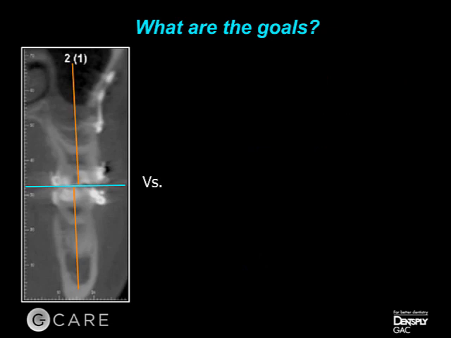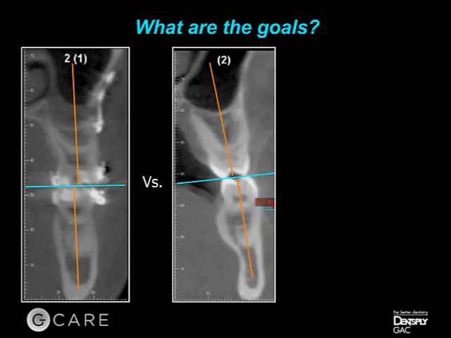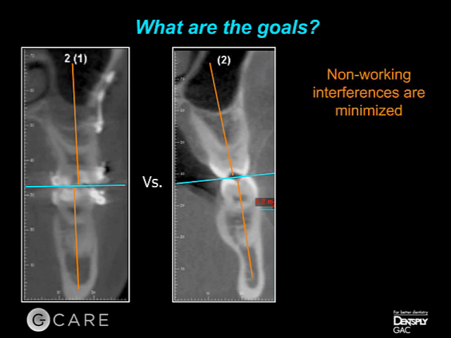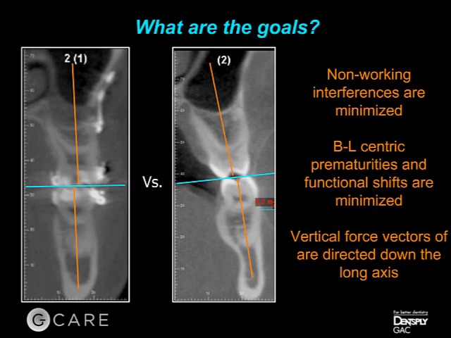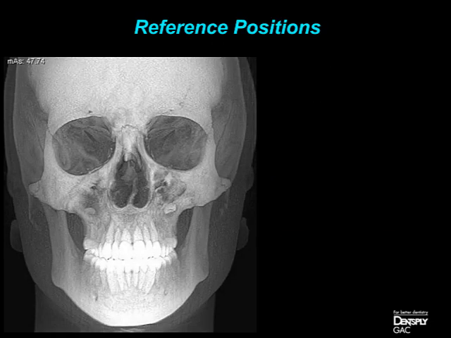So when we look at a situation like that, and we compare it to one such as this, which is a very common presentation for many of our patients. Once we normalize those posterior relationships, well, you can imagine that non-working interferences are going to be minimized. Centric prematurities and functional shifts are minimized. And now we have vertical force vectors of mastication directed down the long axis of the tooth. But in order to really have those goals and objectives and outcomes, once again, we need a reference position.